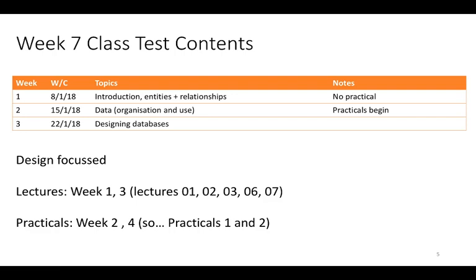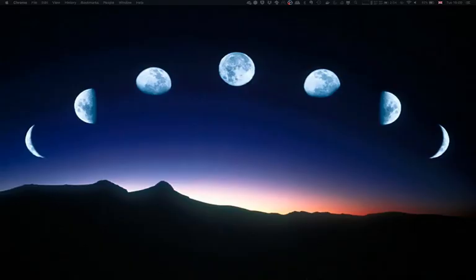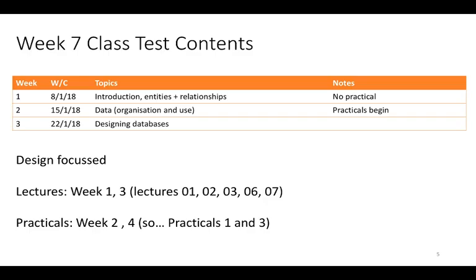There's a mistake there, isn't there? It's not practical 1 and 2, it's practicals 1 and 3. Because the second week's practical was set theory and stuff, wasn't it? I said this before, so it's practicals 1 and 3, it's the design things, okay?